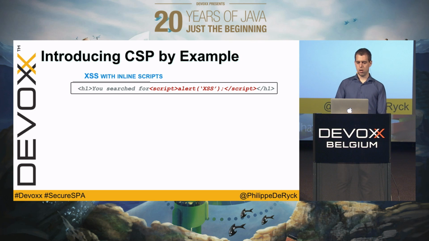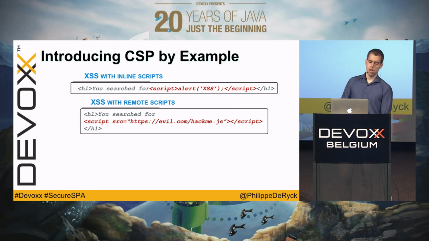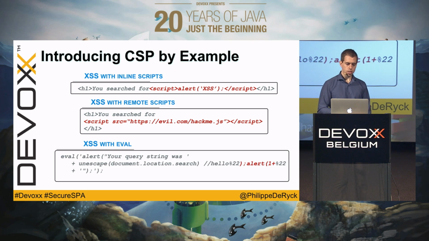XSS attack stopped, great. If you have remote script files, you can also inject this in the page, and then your script will be loaded and you will be running your code in the page context. CSP will prevent this from happening. Why? Because CSP allows you to specify a list of sources where you want to fetch your scripts from. And unless you put evil.com in there, the policy will not allow the browser to fetch that script, and will not execute it. Again, cross-site scripting attack stopped.